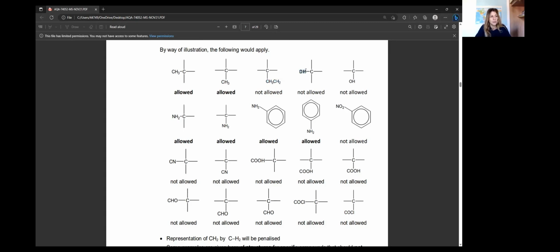Not allowed would be for the hydroxide, or the hydroxyl group, if it's attached to the carbon through the hydrogen. This would specifically tell you that the hydrogen is attached to the carbon, so that would be wrong. Instead, it's the oxygen that needs to be written.